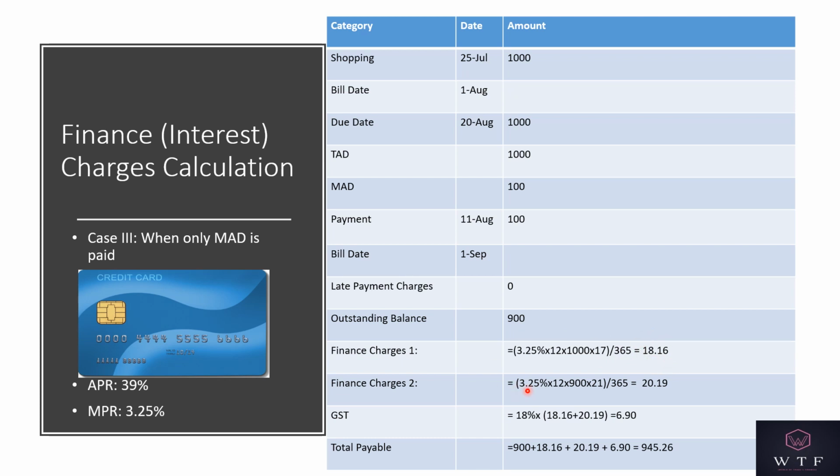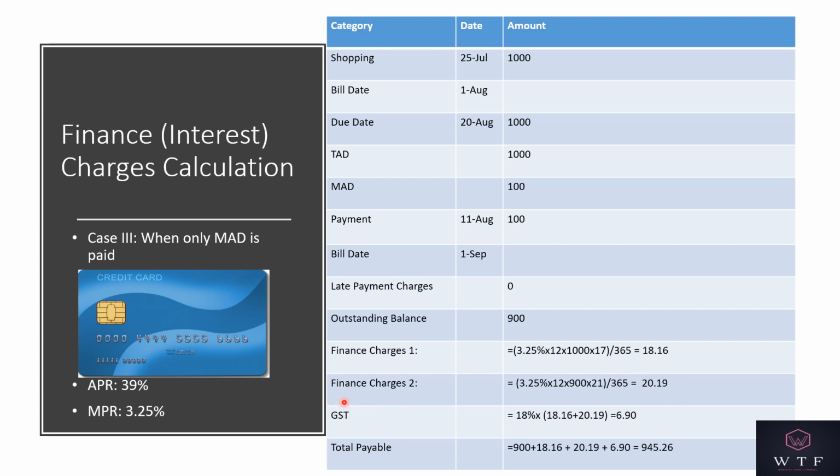The second finance charges would be on the remaining outstanding amount of 900 rupees from the part payment date, 11th August, till the next bill date, 1st of September, which is 21 days. So this finance charge would be 20.19 rupees.